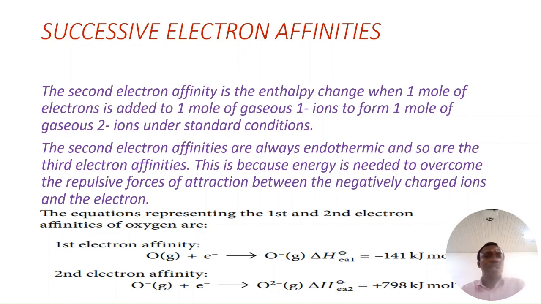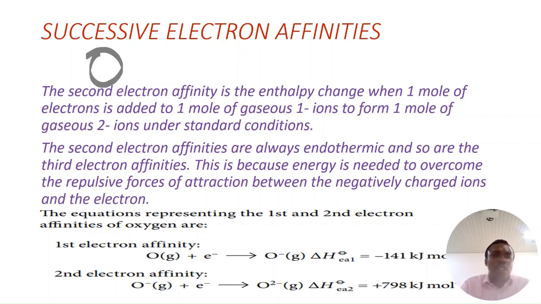Now it depends on the element. An element like oxygen, for example, has 6 electrons in the atom shell. So it needs 2 electrons to complete its octet state. So in oxygen, we can have first electron affinity and second electron affinity.